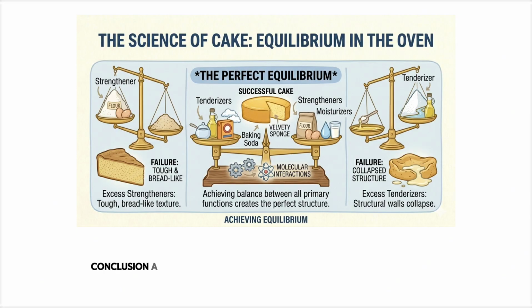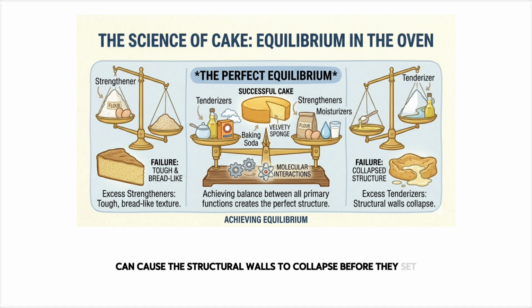Conclusion: a successful cake is the result of achieving an equilibrium. Too much flour or egg leads to a tough, bread-like texture, while too much sugar or fat can cause the structural walls to collapse before they set. Mastering the craft requires both an aesthetic eye for decoration and a fundamental respect for the molecular interactions occurring within the oven.